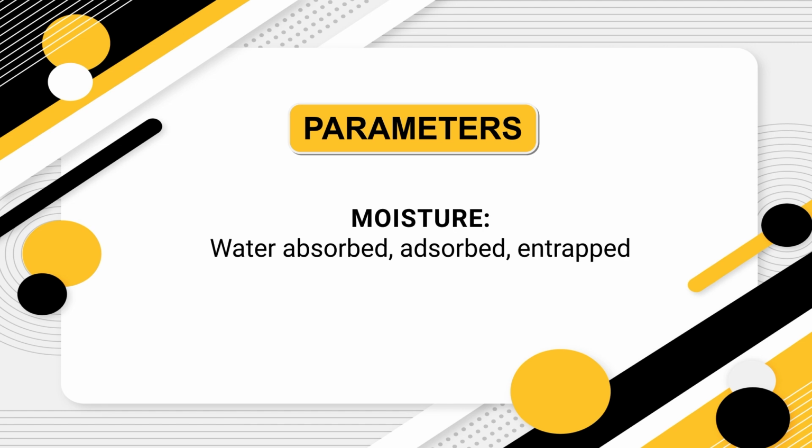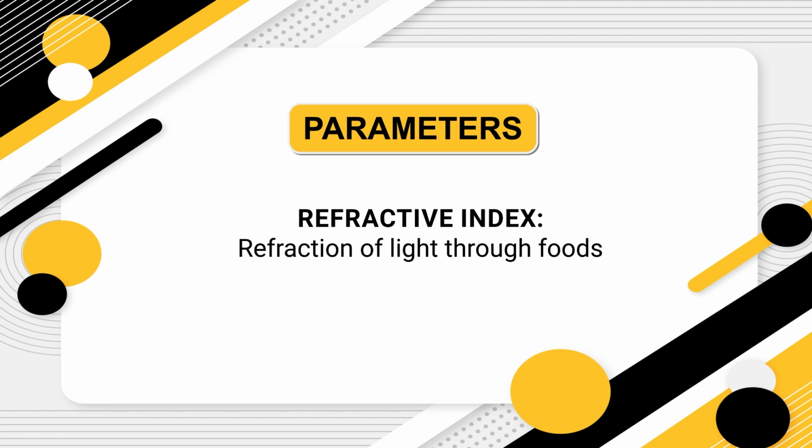Then we'll discuss moisture, which means the water which is there in the food products in the absorbed form, in adsorbed form, or entrapped within the pores very deeply and very strongly. That means almost like chemically bound. Refractive index, that is refraction of light through foods. As we know, when light interacts with matter, there is the phenomenon of reflection, and the other one is refraction. Refraction means when light moves through a medium, and goes from a lighter medium to a denser medium, the angle of refraction actually lowers down.